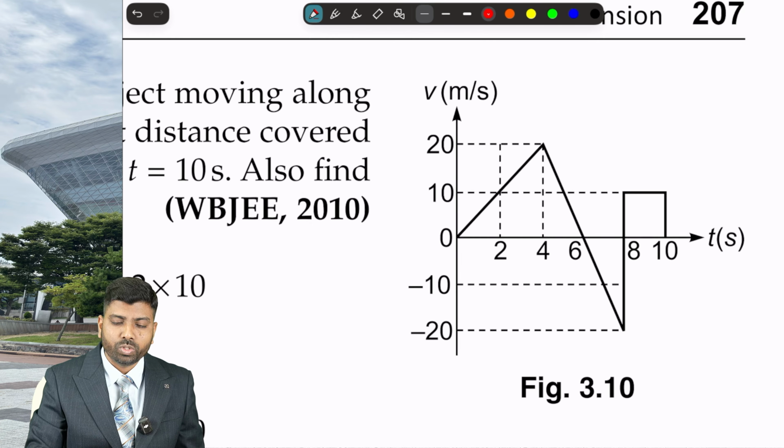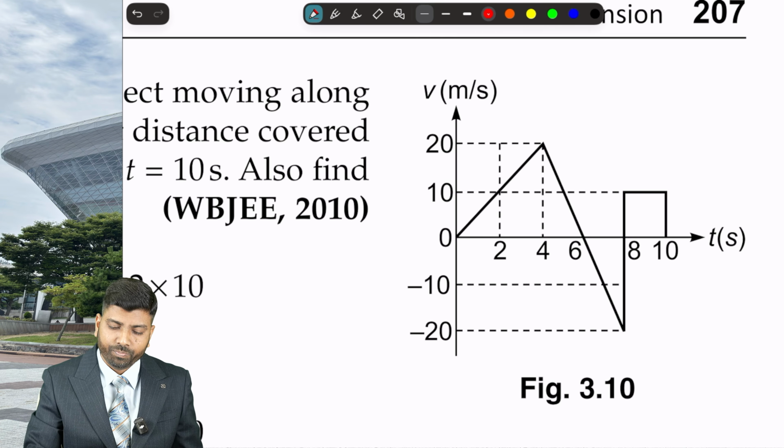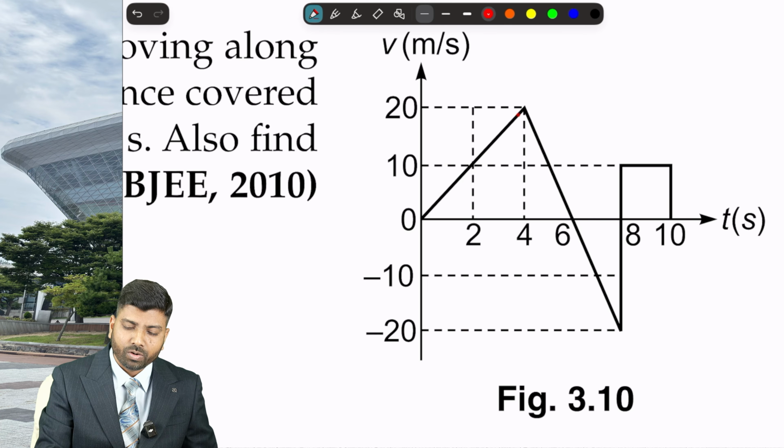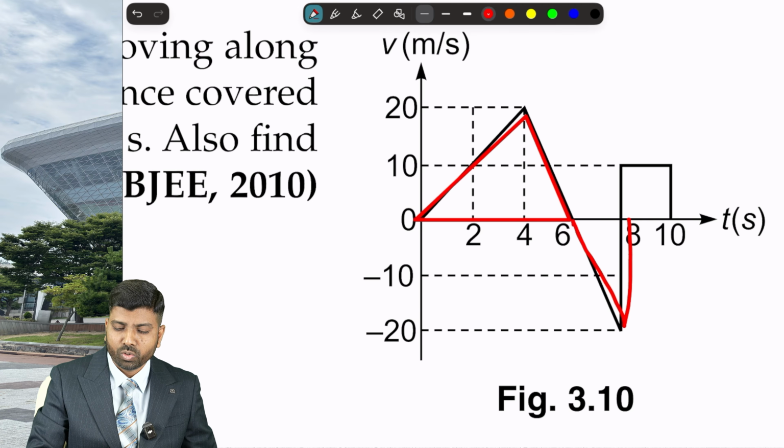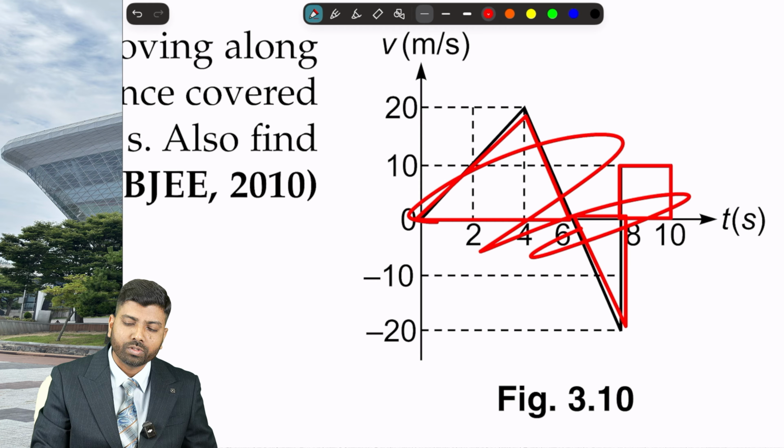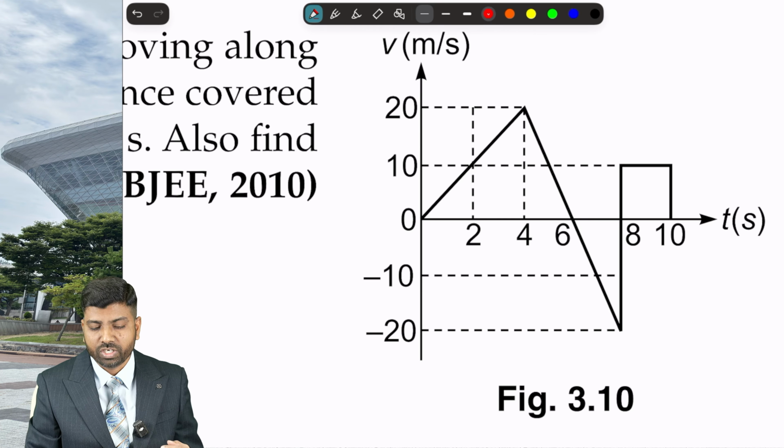So in this case, we need to look for the area. If you see here, we can find out three geometrical shapes. If you're talking about area, this is one triangular shape. Here is also one more triangular shape. And here is one rectangular shape, right? So we need to find out the area under velocity time graph.